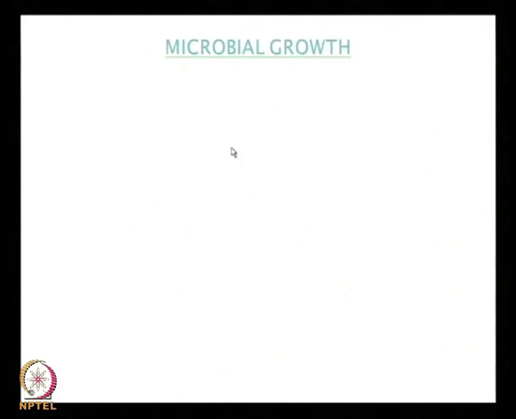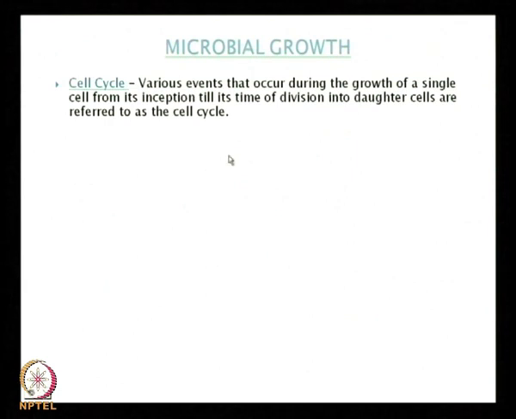Now, what is microbial growth or cell growth in general? There is something called the cell cycle, and the cell cycle is essentially the various events that occur during the growth of a single cell from its inception till its time of division into daughter cells, and that whole thing is referred to as the cell cycle. So, from the point where a single cell inception occurs to the time when it divides into daughter cells, that is known as one cell cycle. And there are several parts of the cell cycle, and let's try and understand what these different parts are. So, the first part is known as M phase.